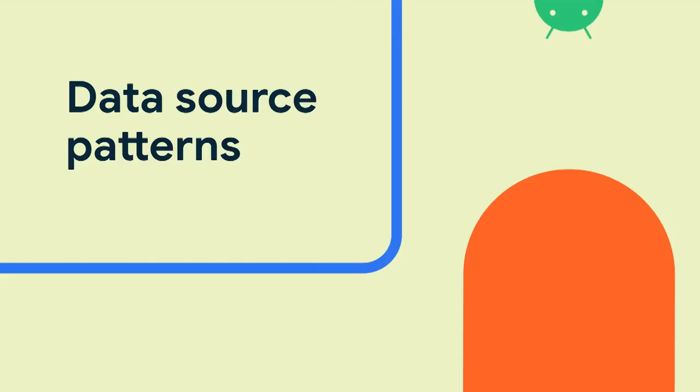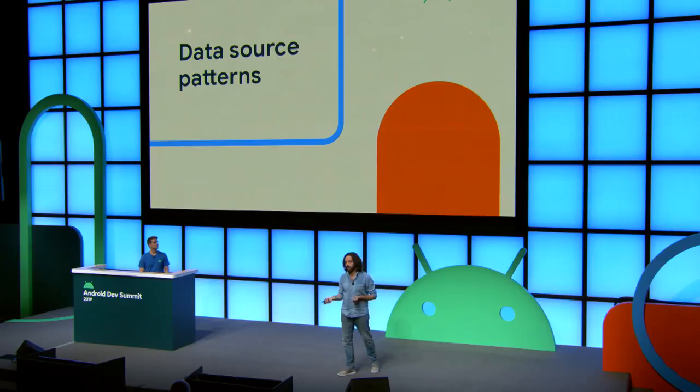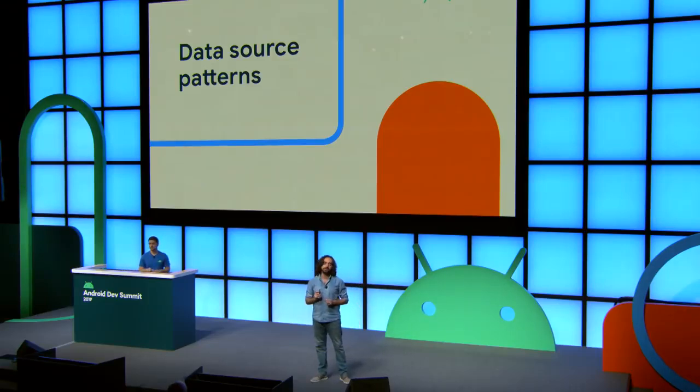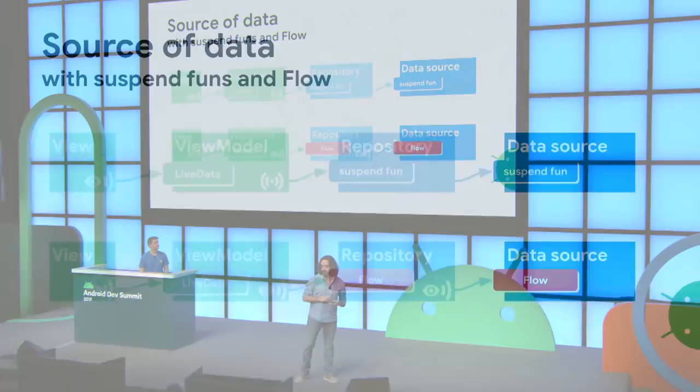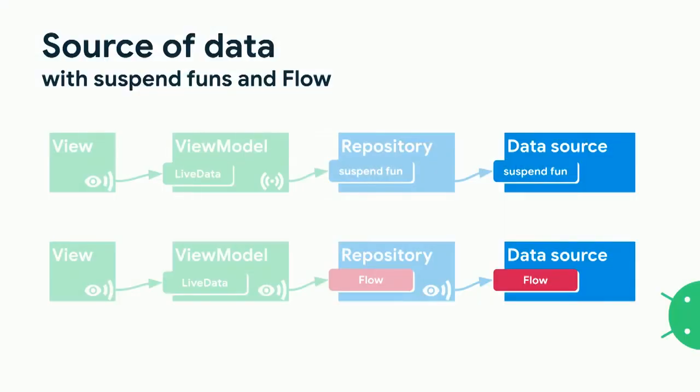Similarly, for your data sources, suspend functions and Flow are a great fit. But here, things get a little bit trickier because this is usually the part of your code where you're talking to other libraries, remote sources, whatnot, so you don't control all of it. So let's look at all those cases and see how we can integrate them. The first case, the best case, is you have a one-shot operation.